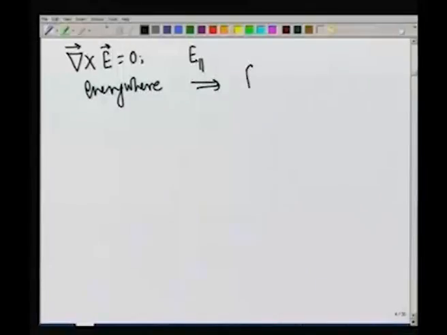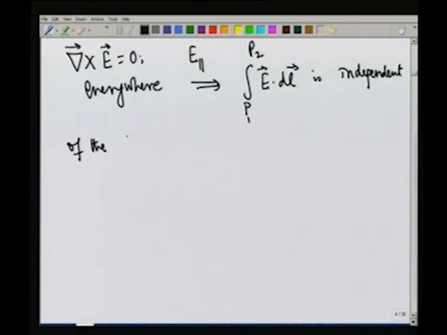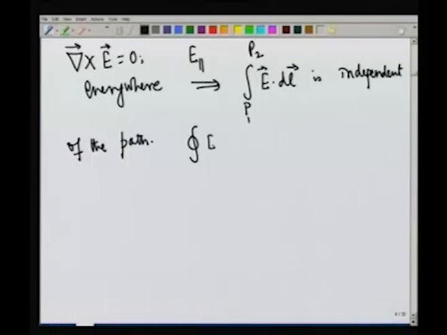And we have already found out that curl of E equal to 0 everywhere implies that the integral E dot dl, let us say evaluated from a point P1 to P2, is independent of the path. This is something that you have studied even in your mechanics course, and we used this property in order to define the potential and potential energy. Do not forget that. Now, because it is independent of the path, it is also clear that integral E dot dl along any closed curve is identically equal to 0. In fact, it is a theorem in vector calculus that curl E equal to 0 everywhere implies integral E dot dl for all closed curves is 0 and the converse.